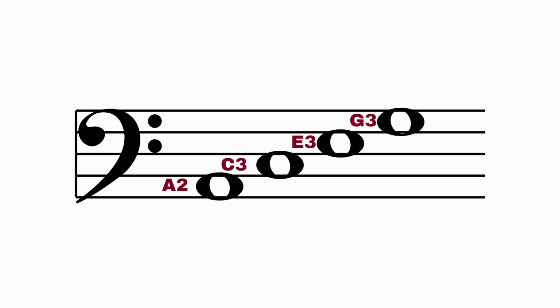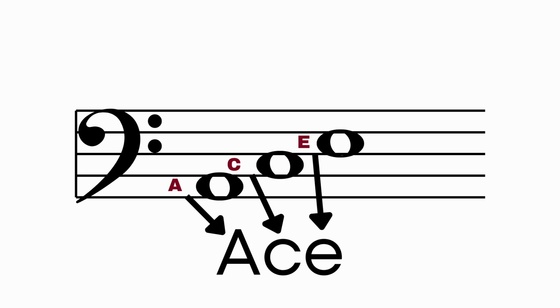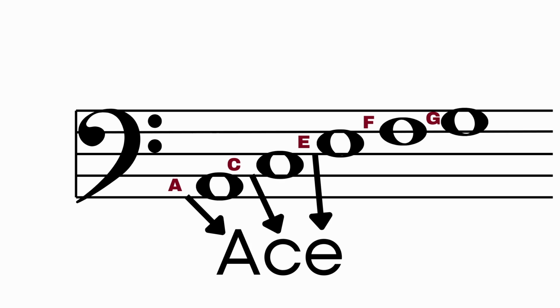The space notes from bottom to top are A, C, E, and G. A great way to remember where the notes are in the bass clef is by remembering that the bottom three spaces spell the word ace. From there, you know where F is, so G will be the next space, followed by A on the top line. With all of that, you can figure out the location of any note on the staff.